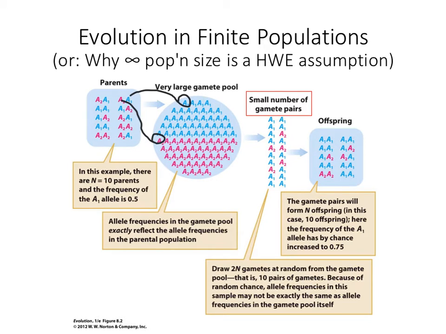And the smaller the population size is, the more likely it is that you get these random changes in allele frequency. That's the essence of genetic drift. Questions about this? So the main take-home point is small population size means that you're more likely to have allele frequencies change over time.